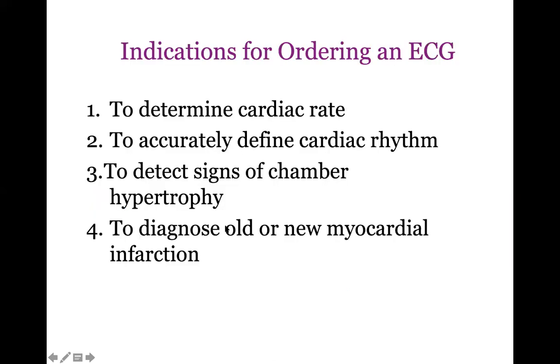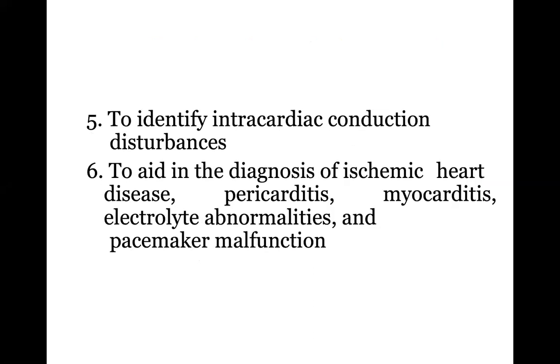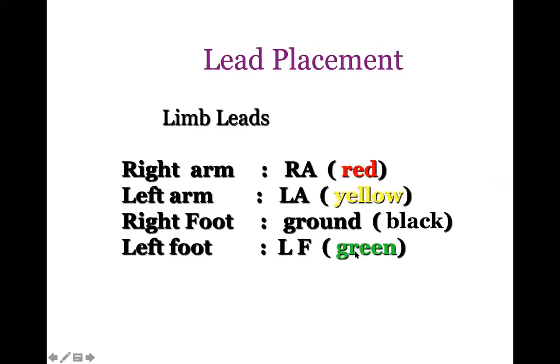So, what are the indications for ordering an ECG? You order an ECG to determine the cardiac rate, to accurately define the cardiac rhythm, to detect signs of chamber hypertrophy, to diagnose old or new myocardial infarction, and to identify intracardiac conduction disturbances. It also aids in the diagnosis of ischemic heart disease, pericarditis, myocarditis, electrolyte abnormalities, and pacemaker malfunction.